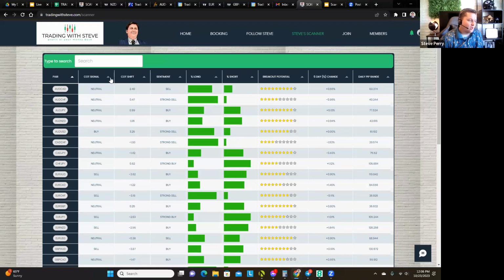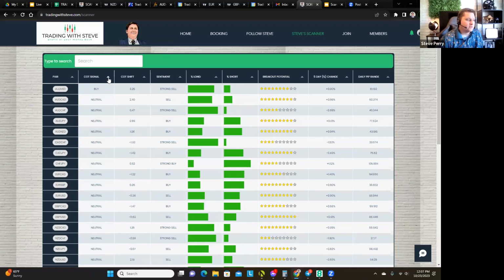The next column is really important. This is our COT signal. This is based off of the COT shift data, specifically from the commercial side of the market. We could talk for hours and hours about why we trade commercial data and the backtesting behind commercial data. We don't have that kind of time, but I do want to touch on why we use COT data and commercial data.